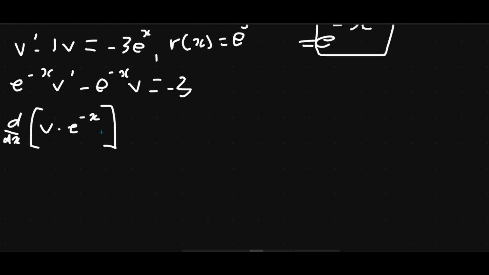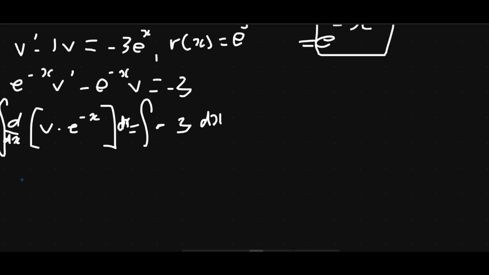If we take the derivative of this, we get v prime, we leave this function, so it's going to be v prime e to the minus x, plus, we leave this function, and we get v times minus e to the minus x, so we get minus e to the minus x v. Okay, so we know that's right. And this equals minus 3. And now we can simply take the integral with respect to x.